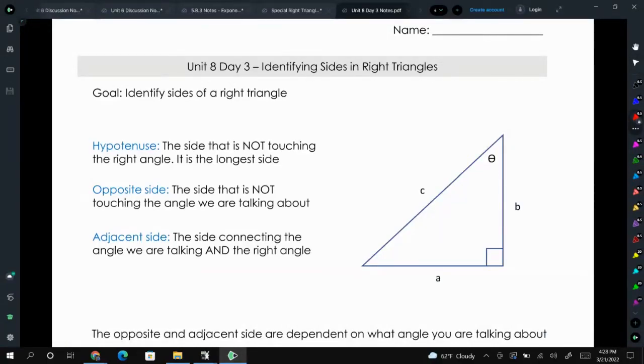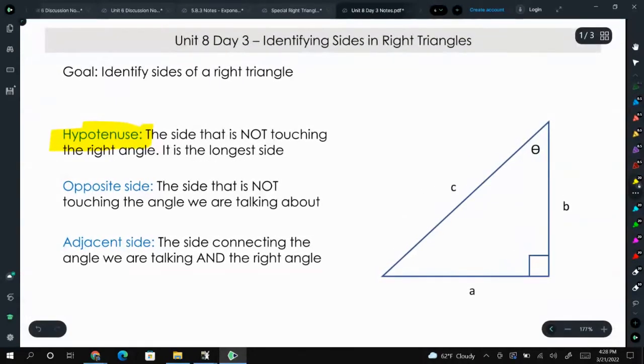Today we're going to be talking about the sides in right triangles and identifying them in relation to a given angle. We're going to have three names for a side. We're going to have the hypotenuse, which we have already talked about several times. And remember, the hypotenuse is the side that is always across from the right angle, no matter what.